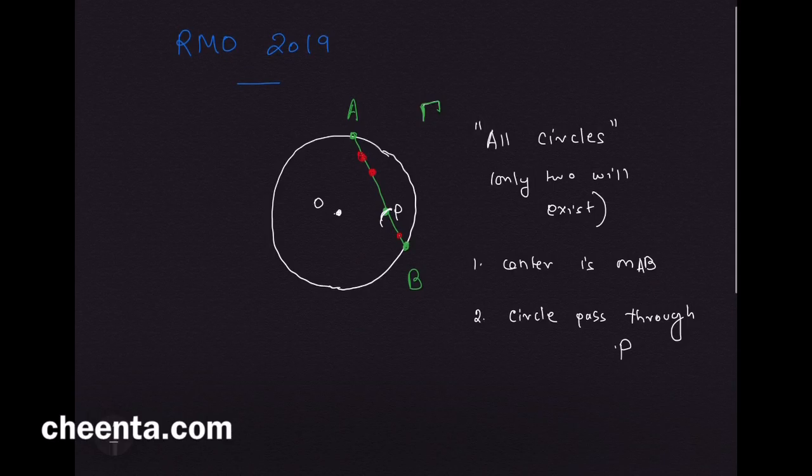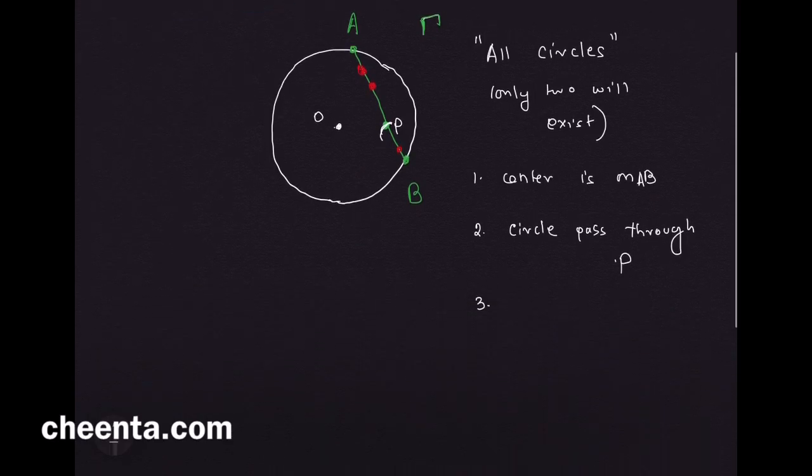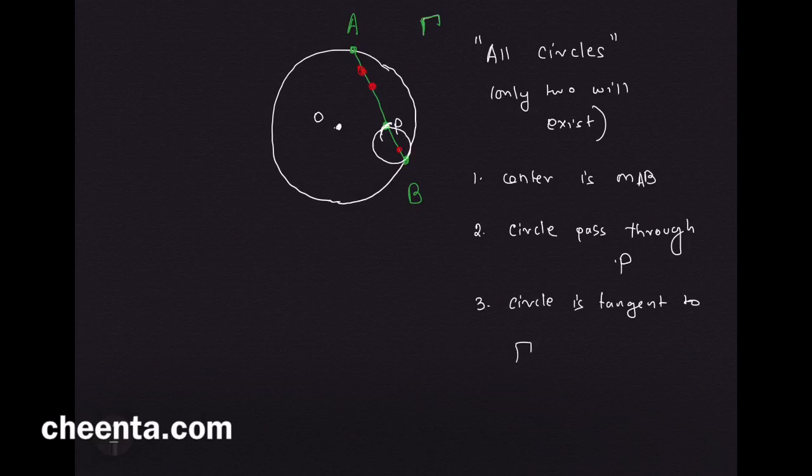And finally, the third one is that this circle is tangent to gamma. So it basically looks somewhat like this. So with the center on the line AB and passing through P and tangent to the bigger circle. So these are the three conditions that the circles that we construct will satisfy.